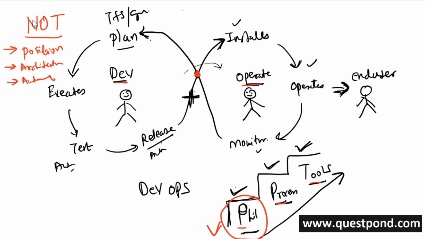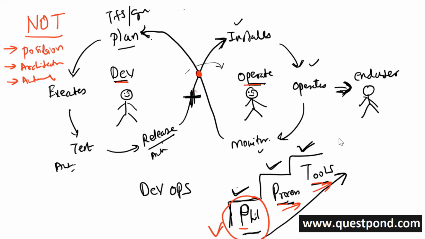So first is the philosophical approach, and after that, yes, we will need process, we will need tools to automate, and so on. Now, said and done, there is no standard definition of DevOps. Many developers think different ways, or many managers and people who work in IT think different things about DevOps, right?